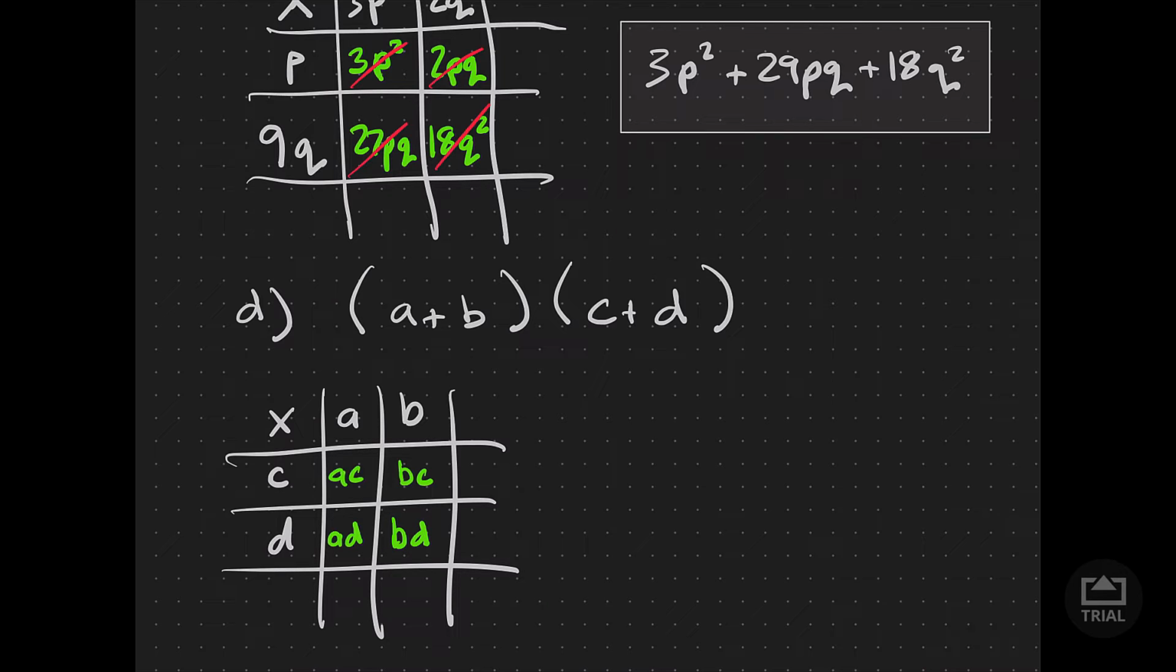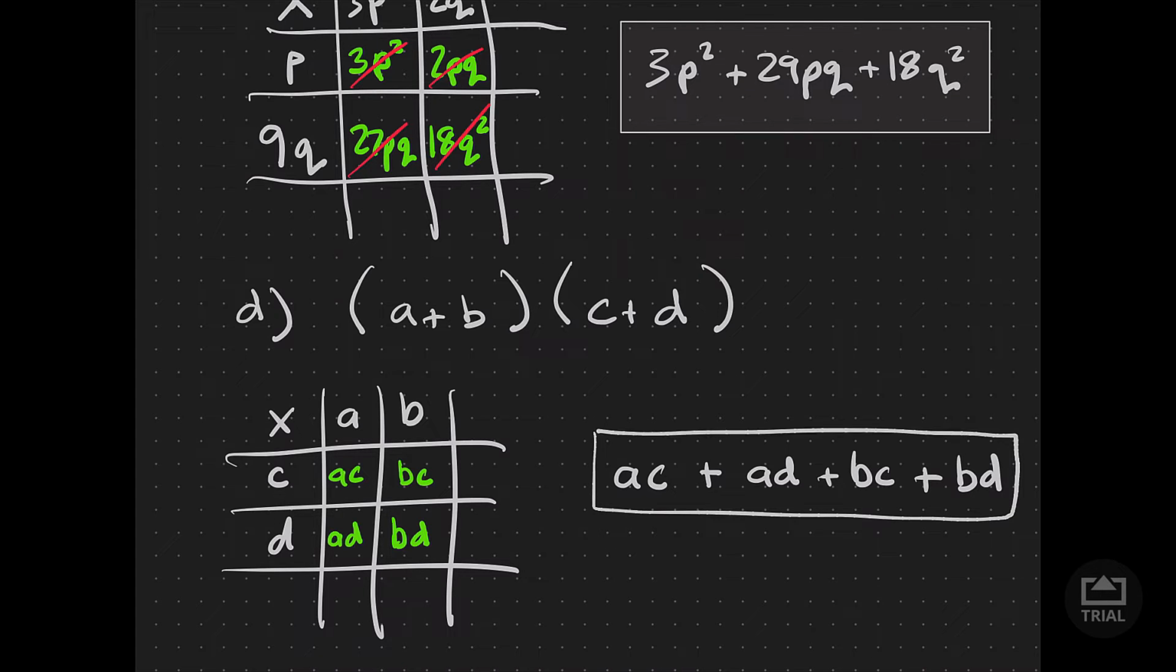And again, we gather the like terms and put them in order. So it's going to be ac plus ad plus bc plus bd. Final answer.